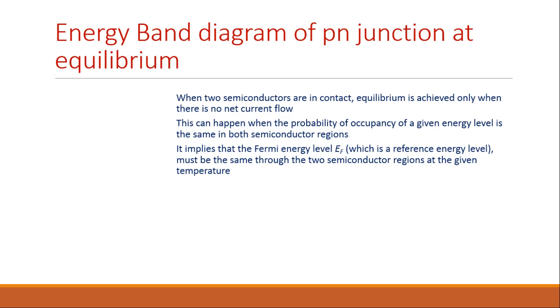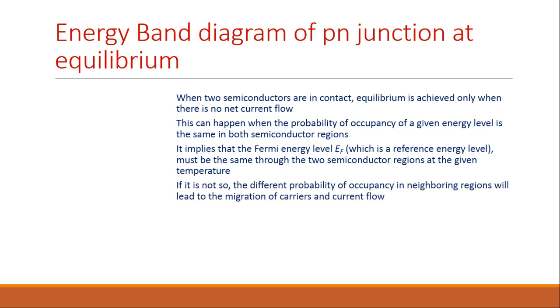So, if the probability of occupancy of a given energy level should be same in both the semiconductor regions, then this implies that the Fermi energy level EF must be the same throughout the two semiconductor regions at the given temperature or under thermal equilibrium conditions. If it is not so, the different probability of occupancy in neighboring regions will lead to carrier migration and current flow, which would be described as a non-equilibrium state.